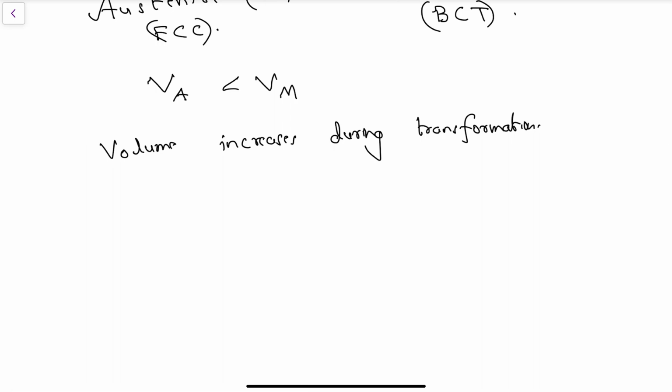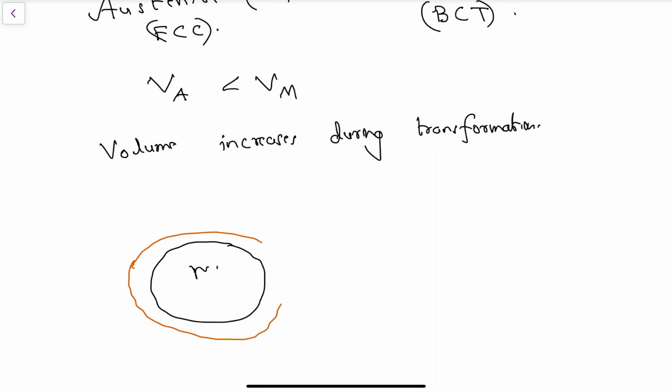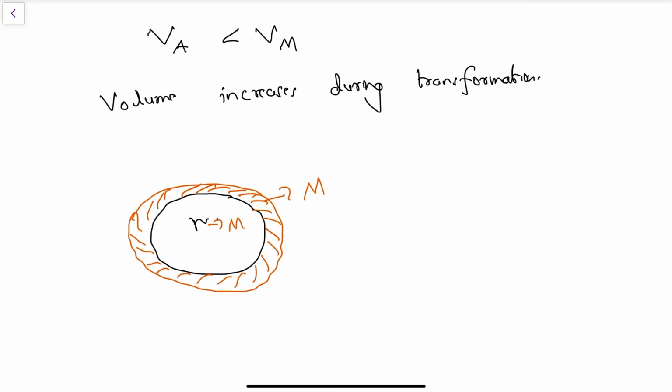During this transformation process, if you take the gamma here, you know that the cooling first takes place on the surface. So first the surface will get converted to martensite. The surface of this austenite is getting converted to martensite. But the problem is that the volume of this martensite is greater than the volume of austenite.